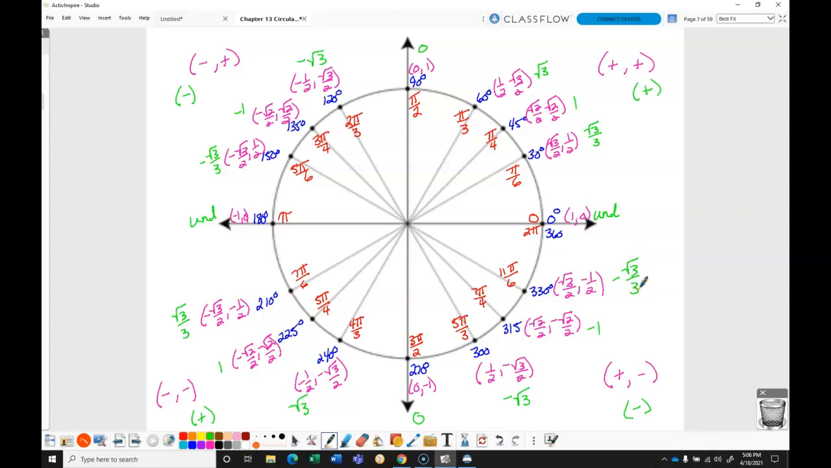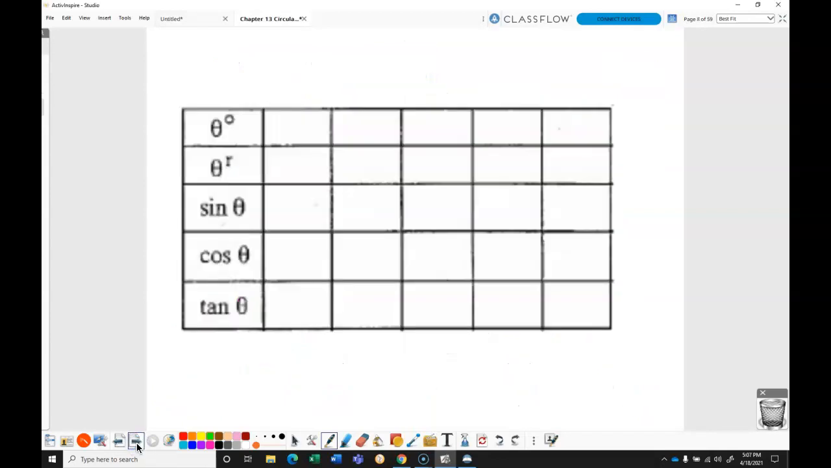So your sine of 0 degrees is your y-coordinate, so that is 0. And then we're just going to create it from there. 0, 1/2, square root of 2 over 2, square root of 3 over 2, and 1.